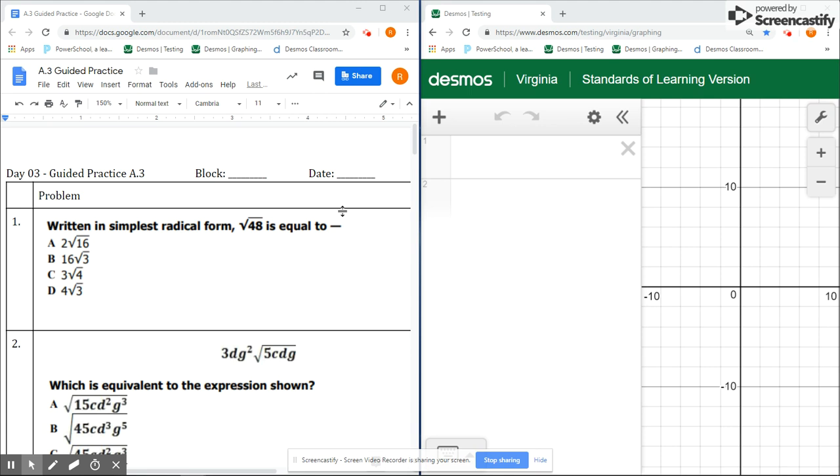Okay, this is day 3, guided practice 8.3. We're on page number 1. We are going to do number 1 together, and then we're going to skip down and do number 4 together. Then you'll try 2 and 3. All right, so number 1.